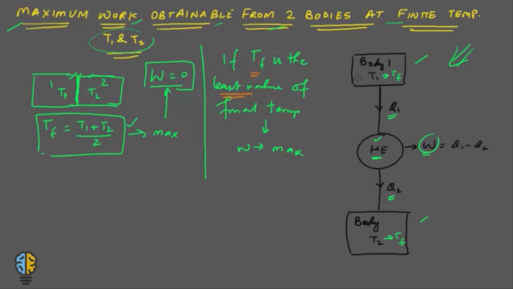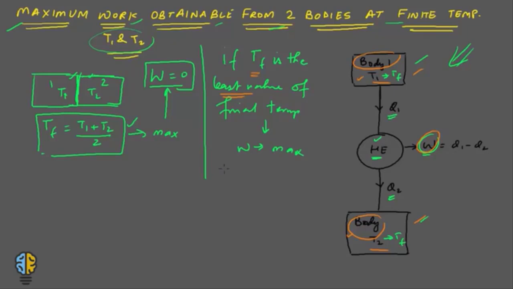And this also brings us to another conclusion, that the final temperature has to be the least attainable temperature in the system. Now as the work is delivered by the heat engine, the temperature of body 1 will start to decrease, and the temperature of body 2 would start to increase. Now when both the bodies attain the temperature TF, because T1 also approaches TF and T2 also approaches TF, and when both the bodies have the same temperature, the value of work becomes 0.